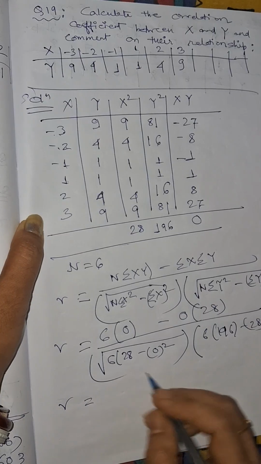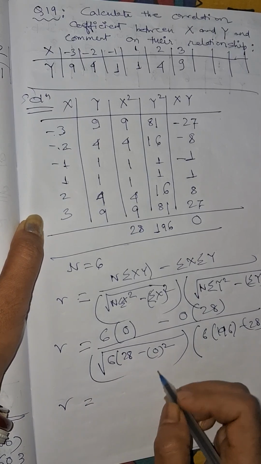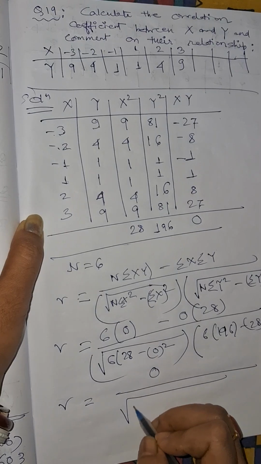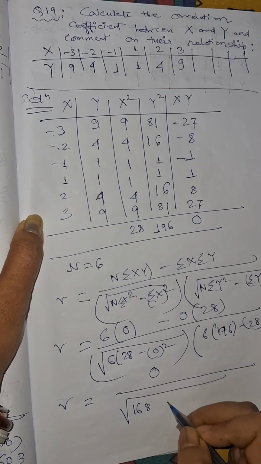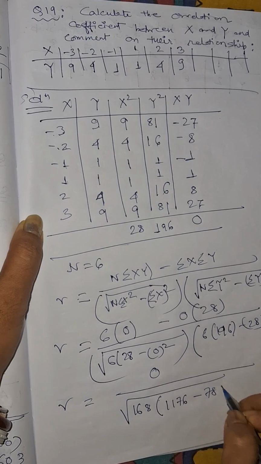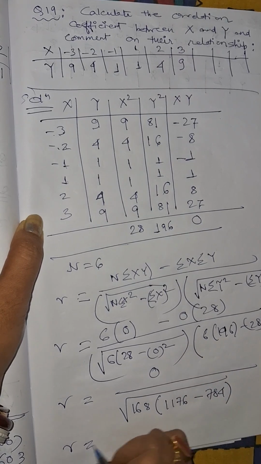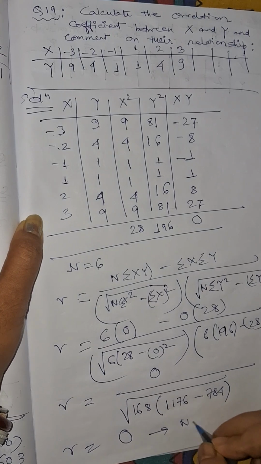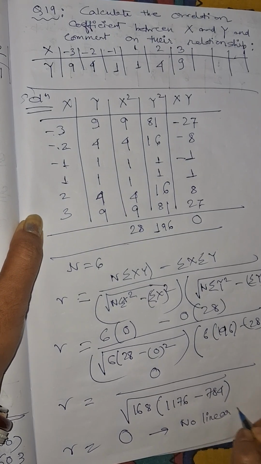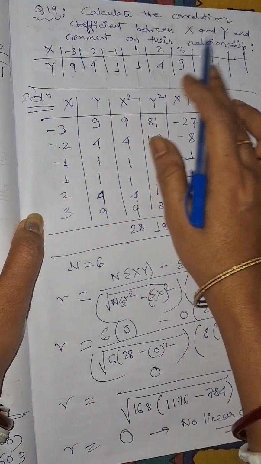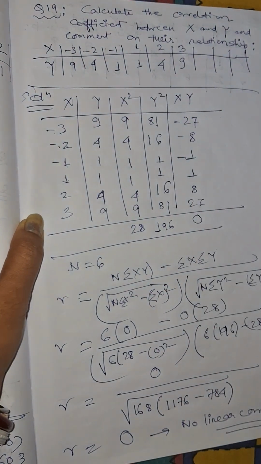So r is equal to, 6 into 0 is 0, 0 minus 0 into 28 is 0, divided by root over of 168 into 1176 minus 784. So r is what? We know anything divided by 0 is what? 0. So this means that there is no linear correlation existing between the values x and y.